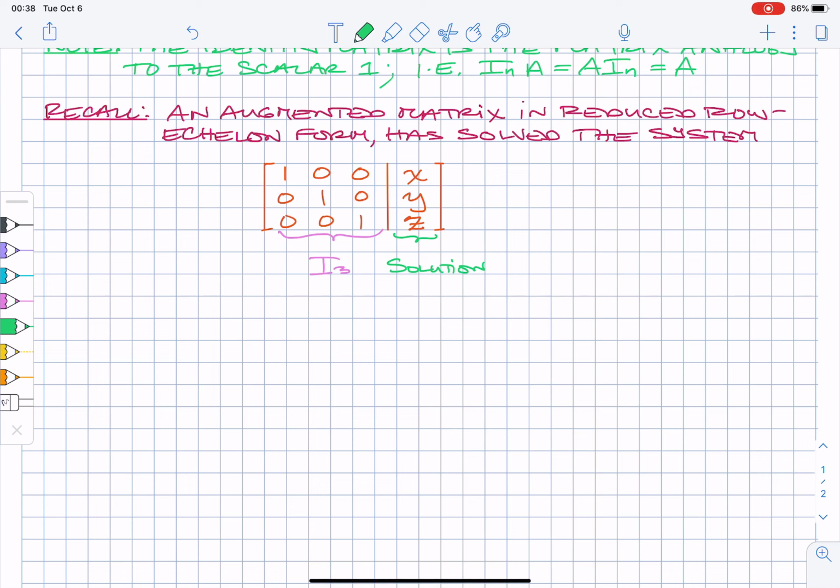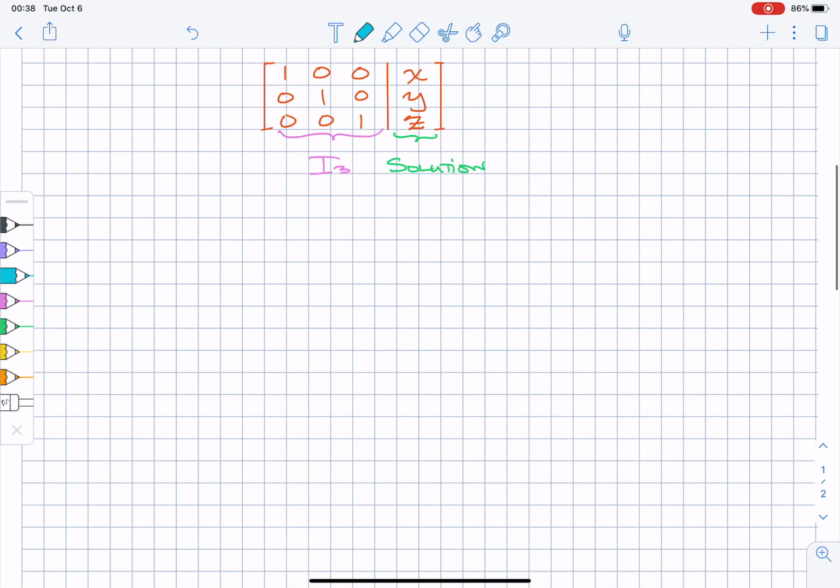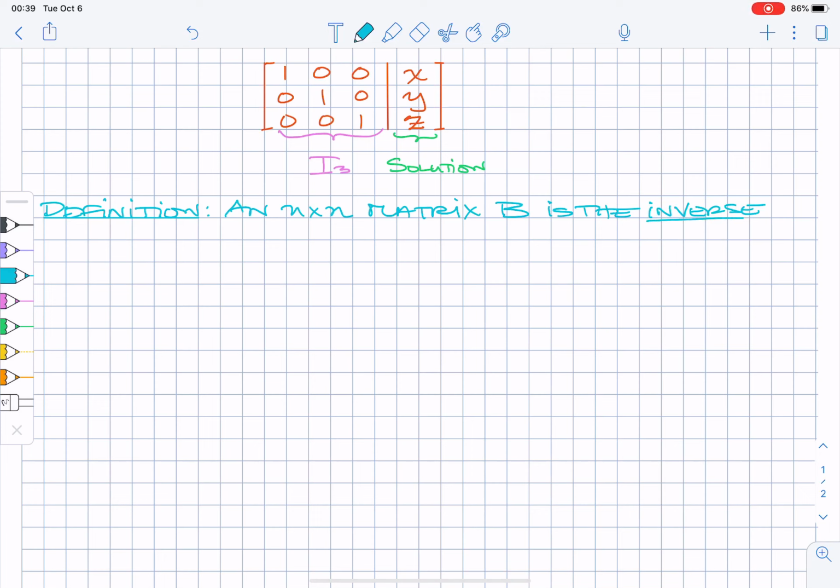Okay, so definition. Now we'll do the inverse, definition of inverse. Okay, so an n by n matrix B is the inverse of matrix A, denoted by B is equal to A inverse, much like function inverse, if we have that A times B is the same as B times A is the n by n identity matrix.